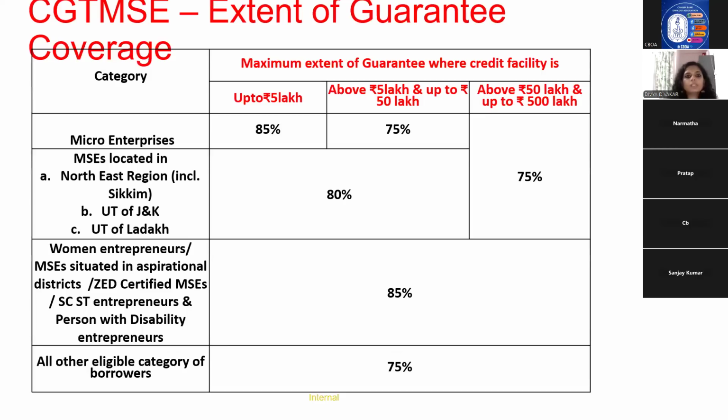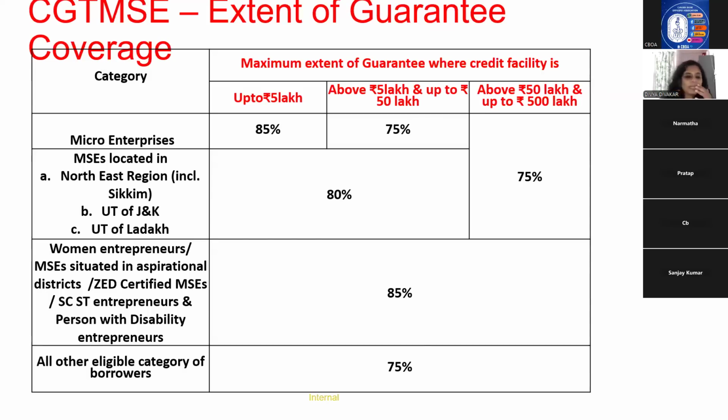Okay, then extent of guarantee coverage. Normally, to remember this, we will think that there are three categories basically: up to 5 lakh, 5 to 50, and above 50 to 5 crore. Obviously 5 crore is the maximum with the listing, right? So the maximum possible coverage CGTMSE will be offering is 85%.